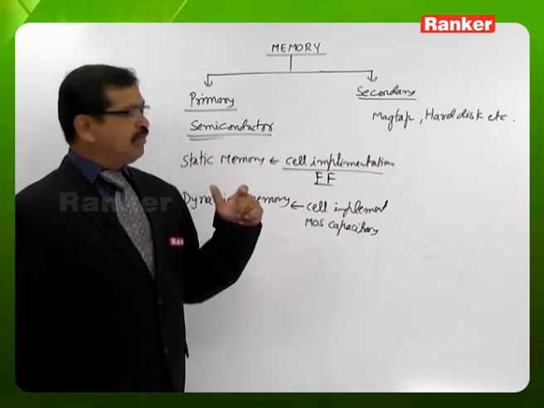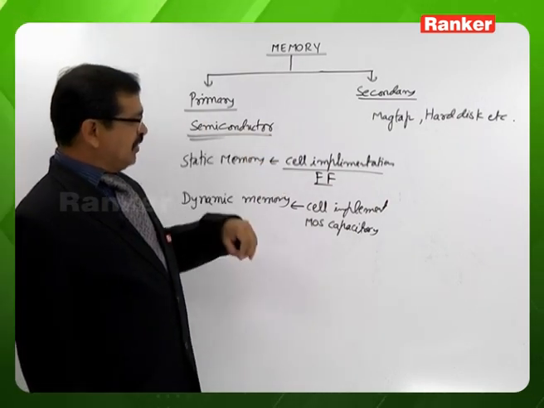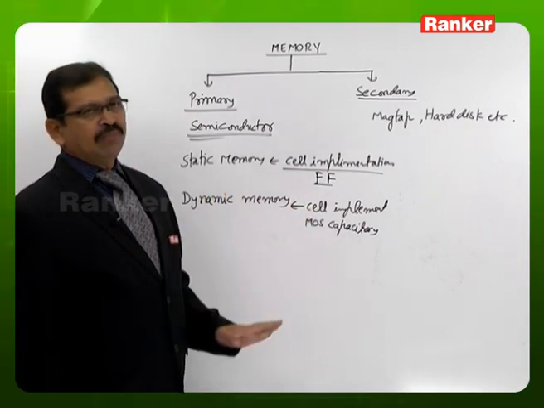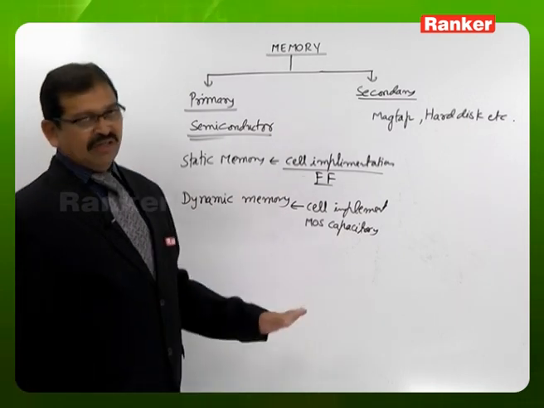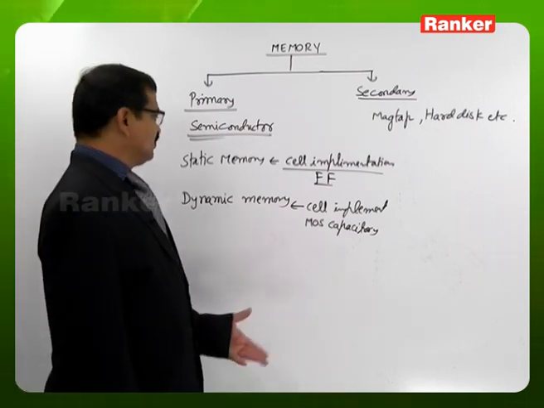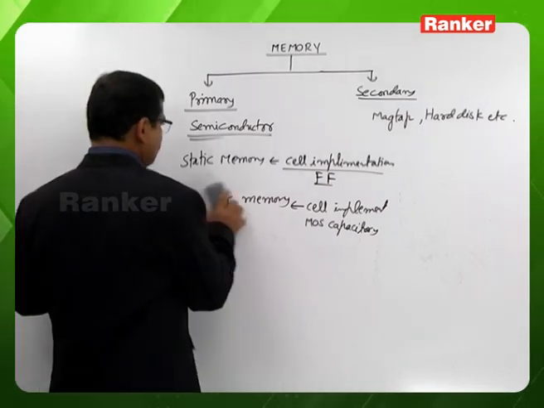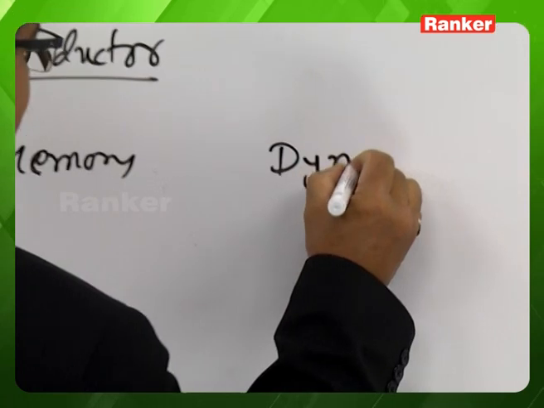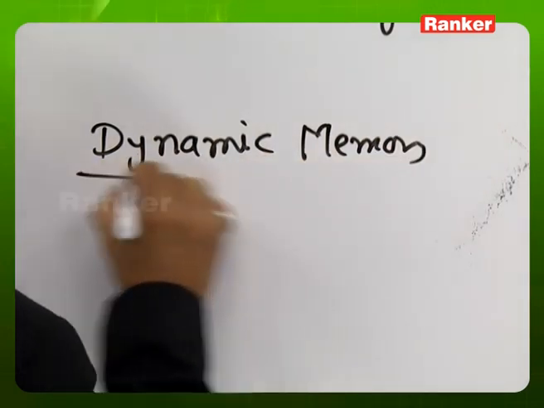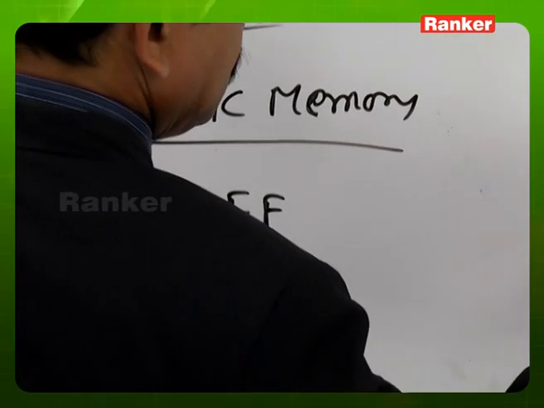The static memory cell is implemented using flip-flops, so once we write the data, it is available for a long period of time as long as power is on. In the case of dynamic memory, the data is not available for a long period of time even when the power is on. The reason is the cell is implemented with the MOS capacitor, the capacitive action of the MOS device. And you can see further differences between static memory and dynamic memory: cell implementation with the flip-flop, cell implementation with the MOS capacitor.